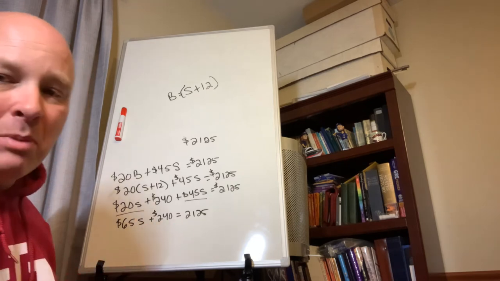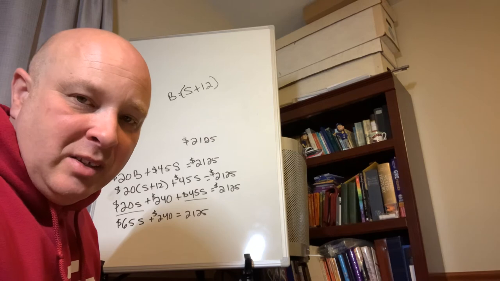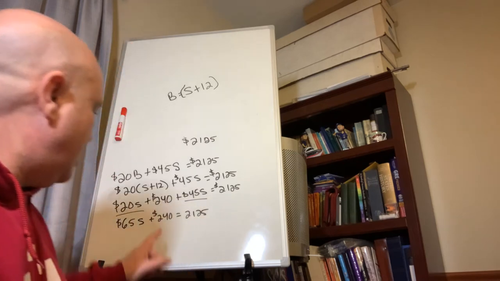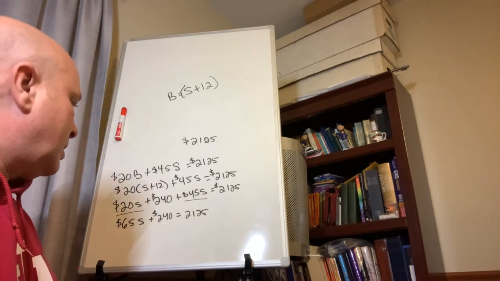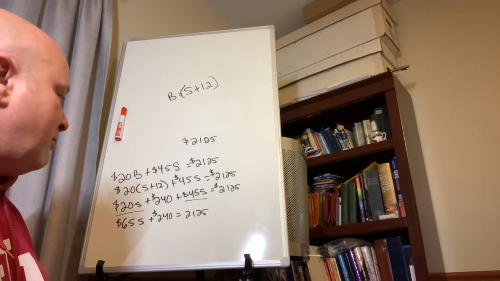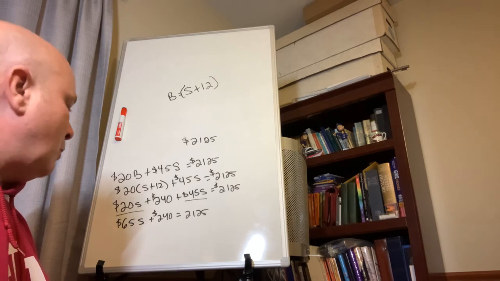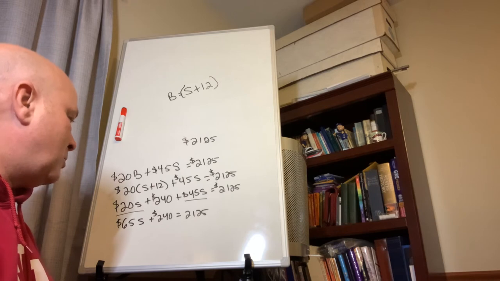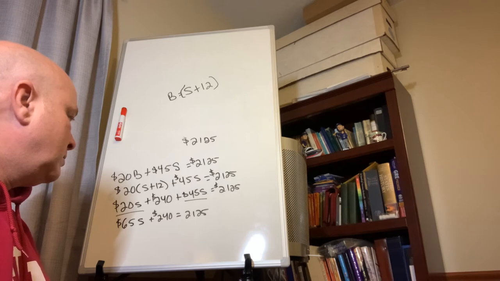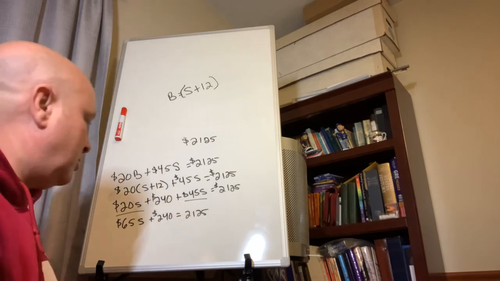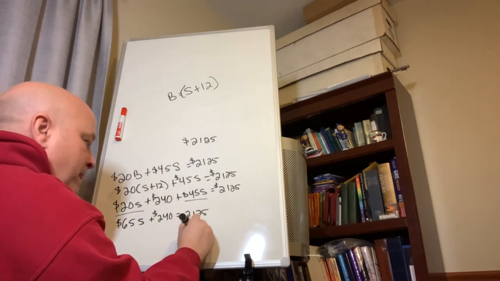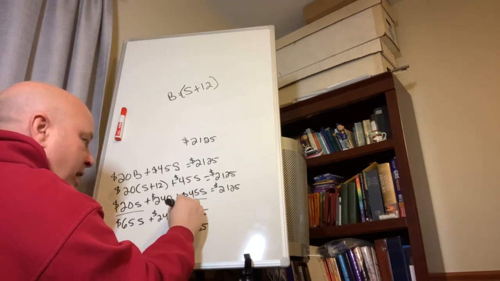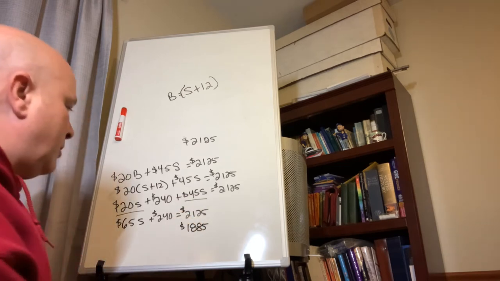Then I'm going to subtract. I want to get S all by itself because that's what I was told to find for my problem, how many scooters. So I'm going to subtract 2,125 minus 240. Let me do that in my head really quickly. Well, that's not very quickly either, is it? I get 1885.